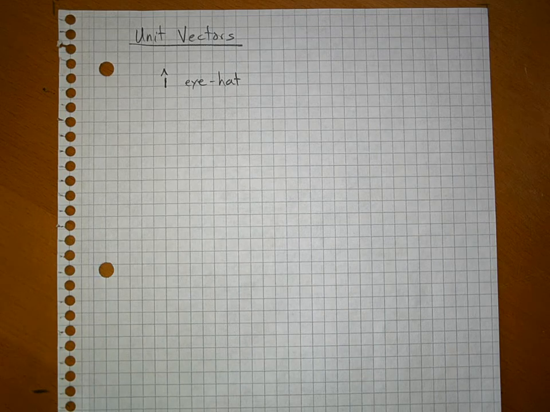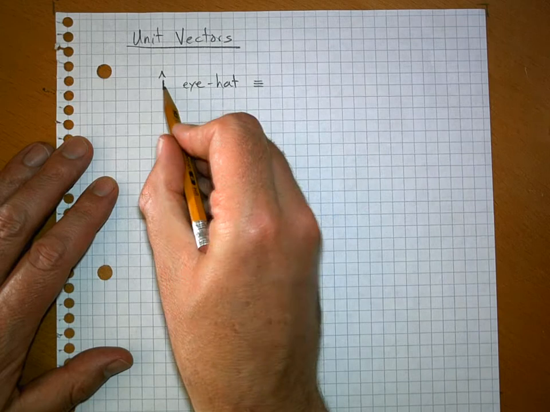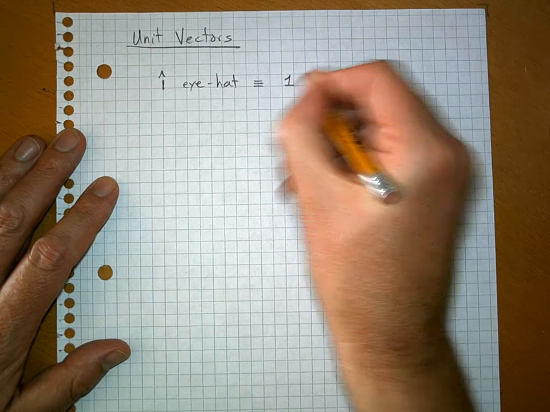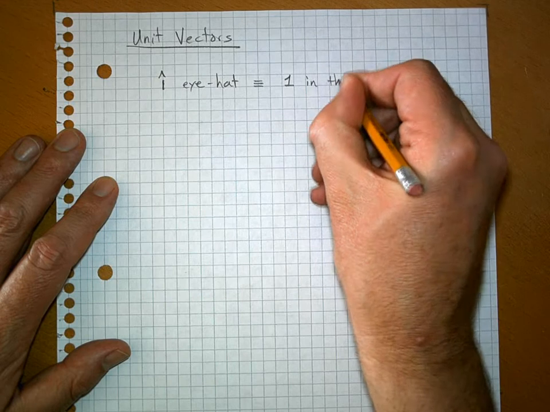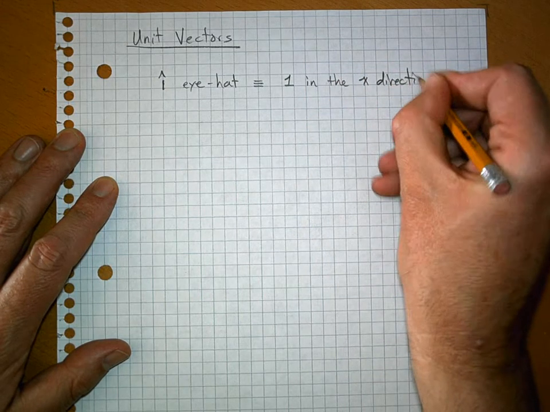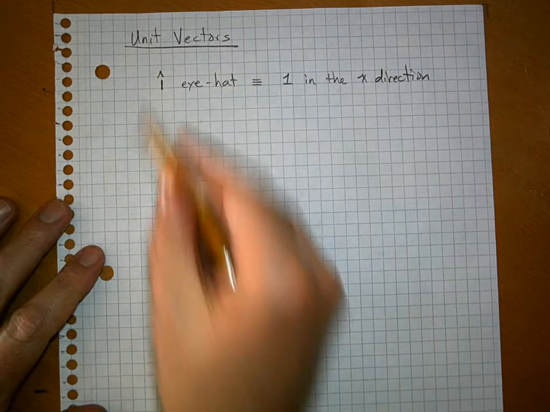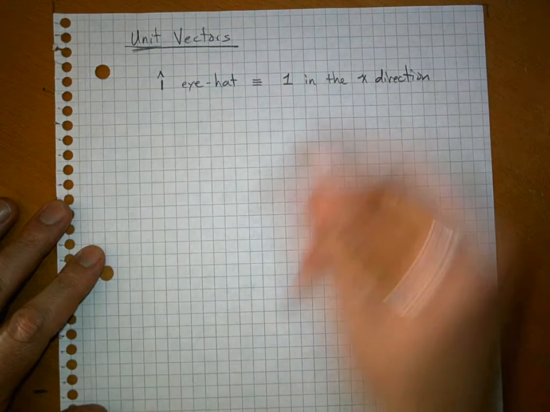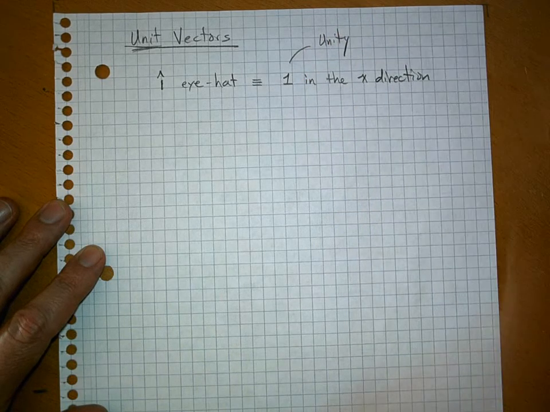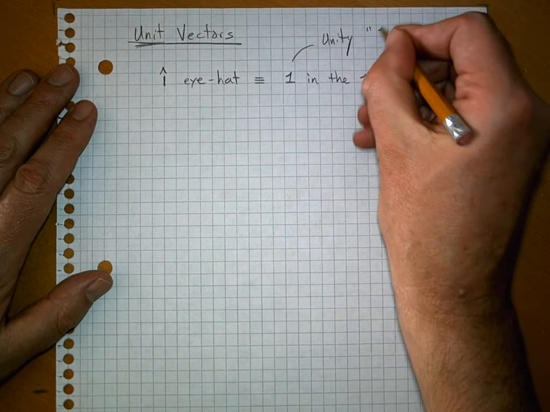Let me talk about that. By definition, this I hat means one in the x direction. One in the x direction. Now this is where we get the word unit from. Unit as in unity, and unity is a fancy physics word that means one.